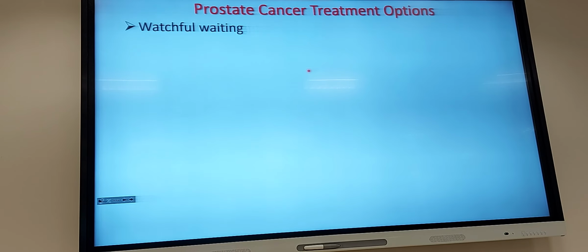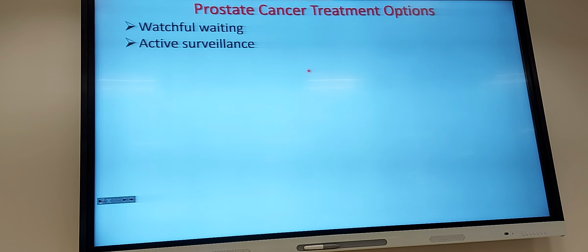But you just remember when it's localized disease, localized in the prostate, and low risk, the first thing you do is watchful waiting or active surveillance. These are two options, and there's a little bit of difference. Active surveillance involves biopsy and MRI as well. Then if it's a localized disease and you want to do intervention, you go with radiotherapy as well.